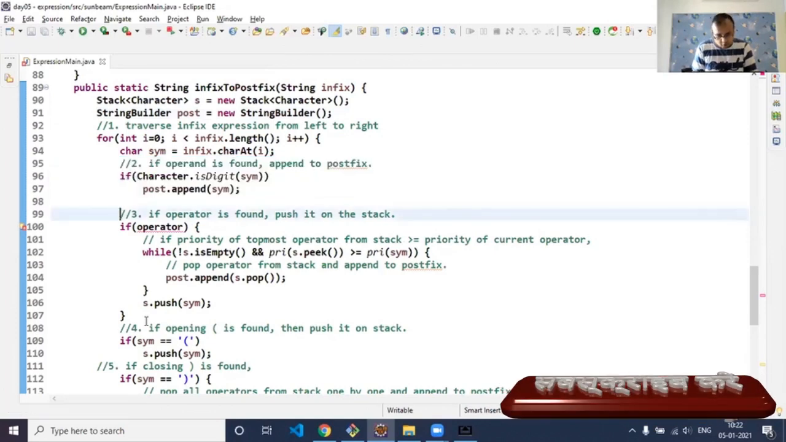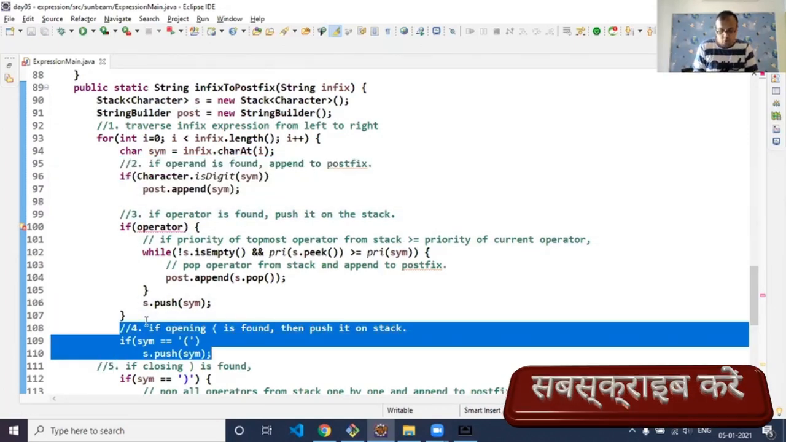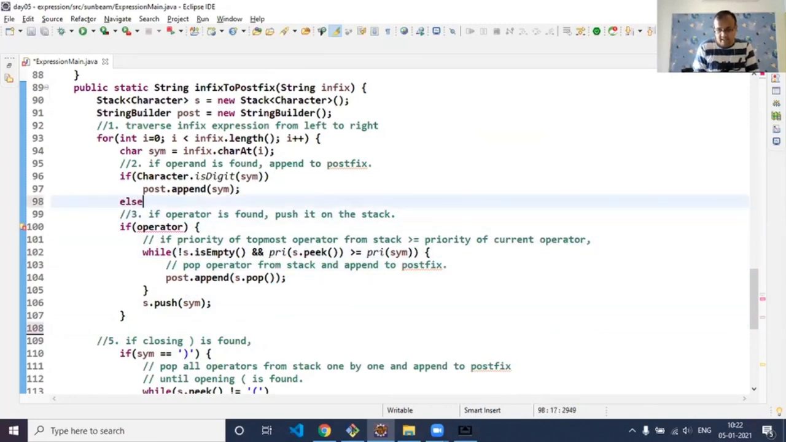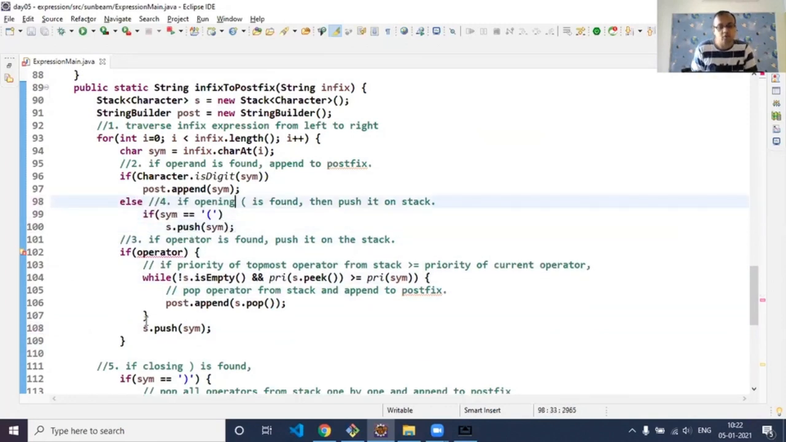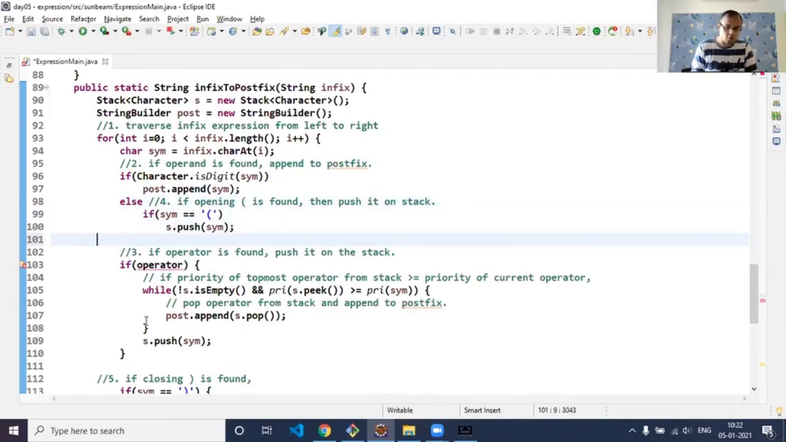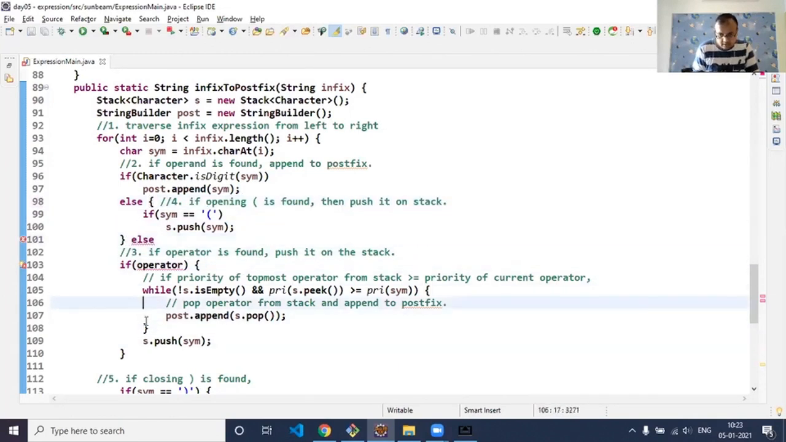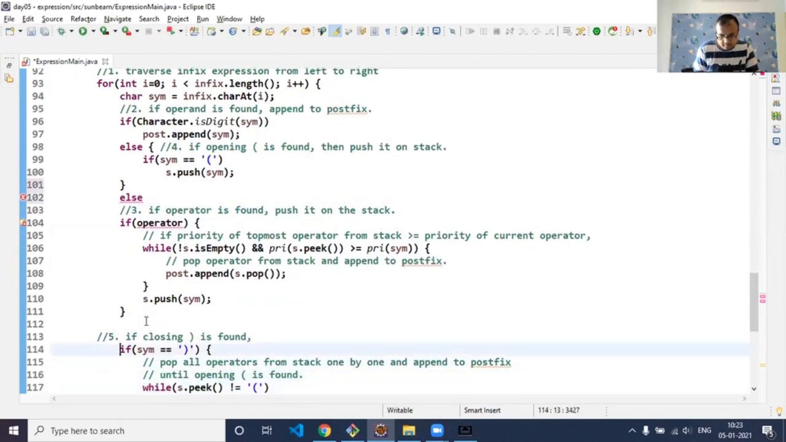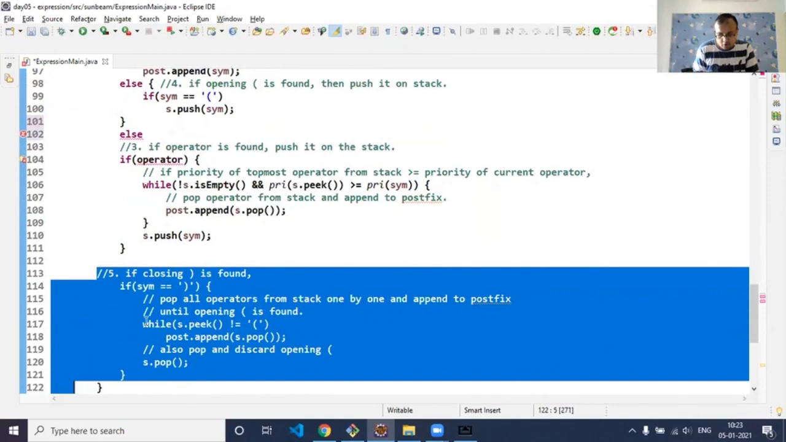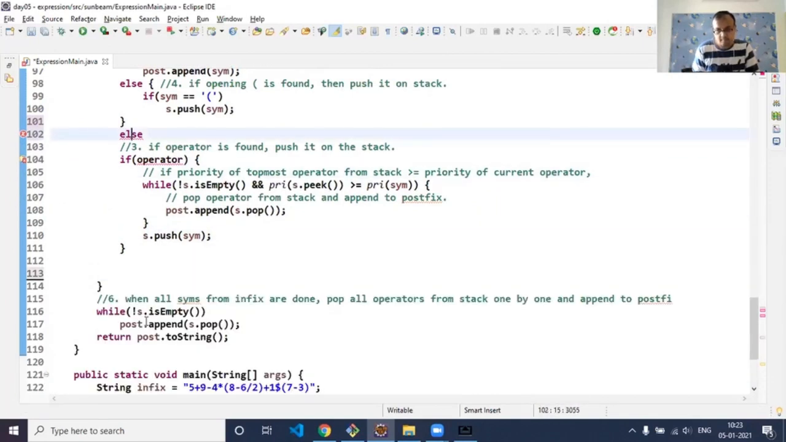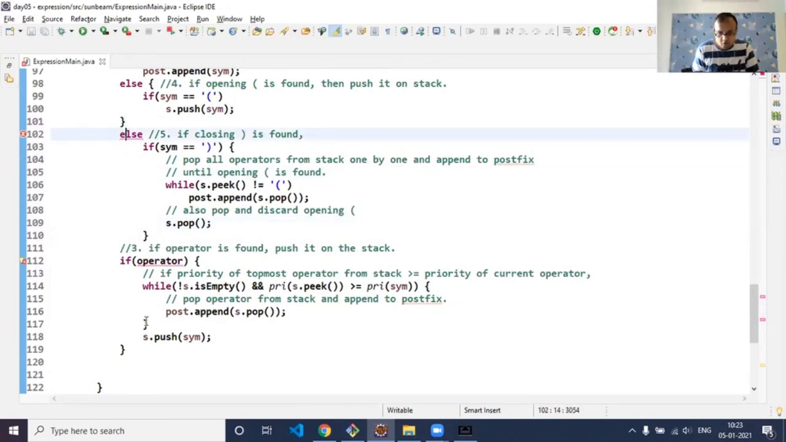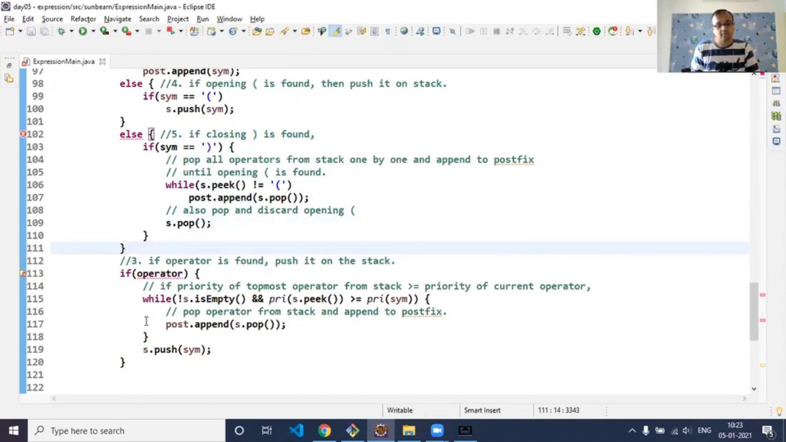The code for the operand is done, very good. After that, have a look at this. After that I am going ahead and checking the else part. I'm checking if an opening is found, let me write that code. The opening code is done. Else I'm again continuing with this, and now with this else, let me go ahead with the code of closing as well. So we are managing the code of closing. This is also done.